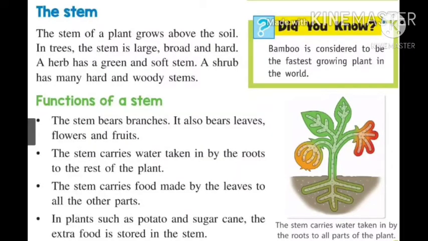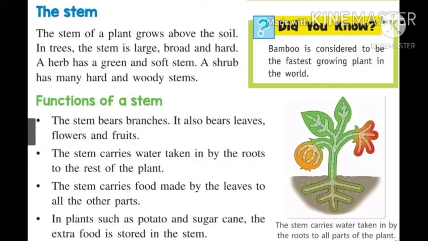The stem of a plant grows above the soil. In trees, the stem is large, broad and hard. A herb has a green and soft stem. A shrub has many hard and woody stems. Functions of a stem. The stem bears branches. It also bears leaves, flowers and fruits.